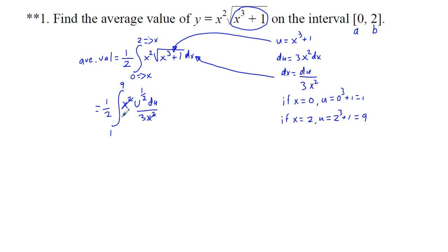So now I'm just going to work below here, 1/2. And I'm going to bring this 3 out front to be 1/3. And this u to the 1/2 becomes u to the 3/2. And we're going to divide by 3/2, which is the same as multiplying by 2/3.